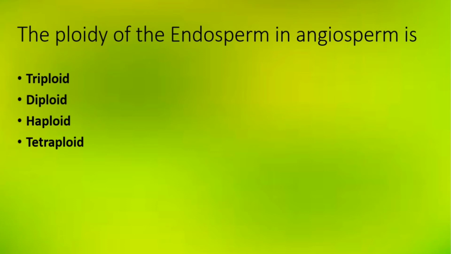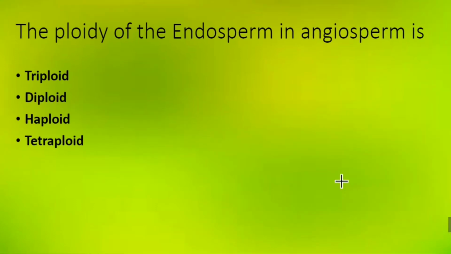You should remember, the antipodals and egg apparatus, all cells are haploid. Whereas the central cell is considered diploid because it has two polar nuclei. After fertilization, the zygote is diploid and the primary endosperm cell is triploid in nature.